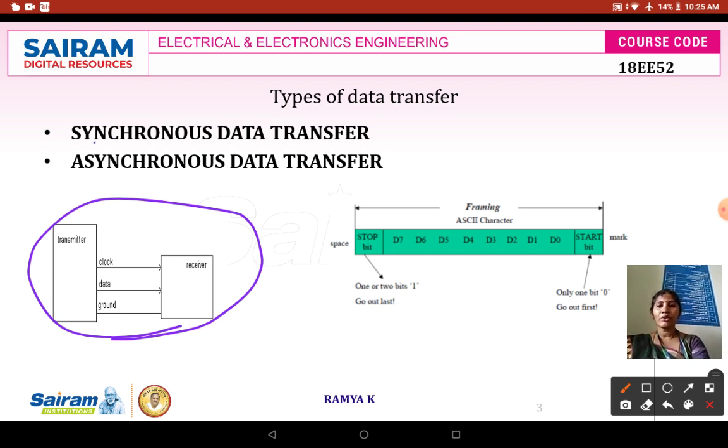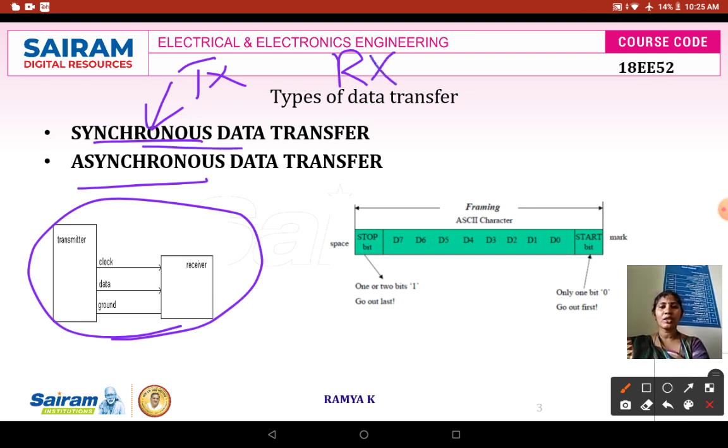The difference between synchronous and asynchronous is this: if your transmitter and receiver are going to operate at the same frequency while transmitting the data, then it is called synchronous data transfer. Whereas if your transmitter and receiver are operating at different clock frequencies while transmitting the data, then it is called asynchronous data transfer.